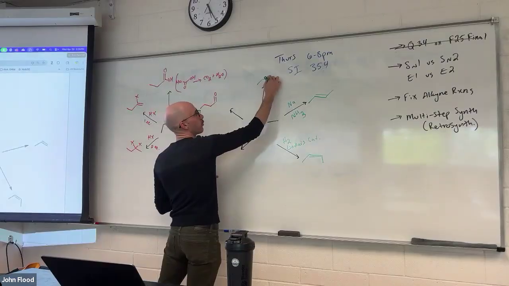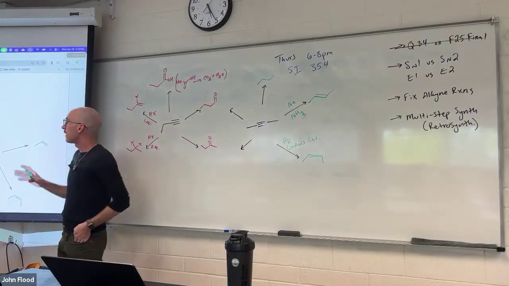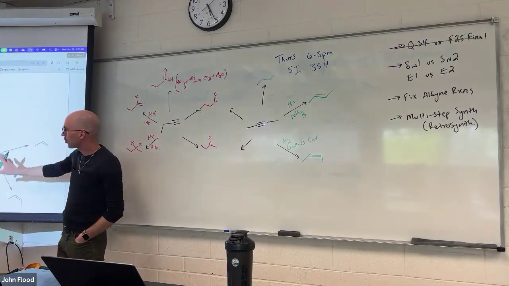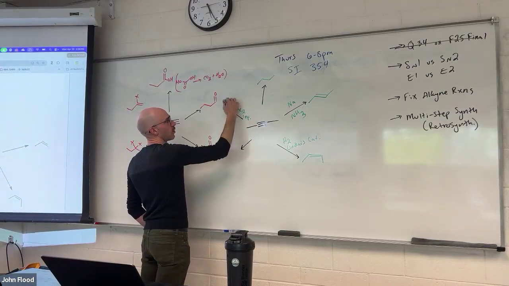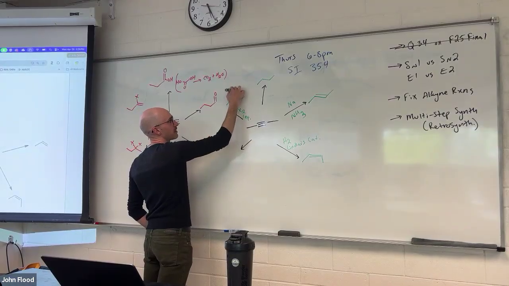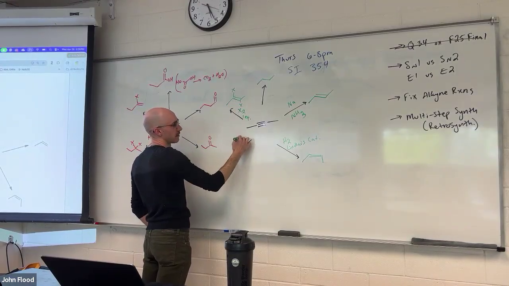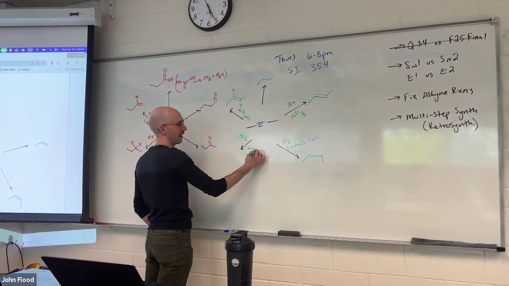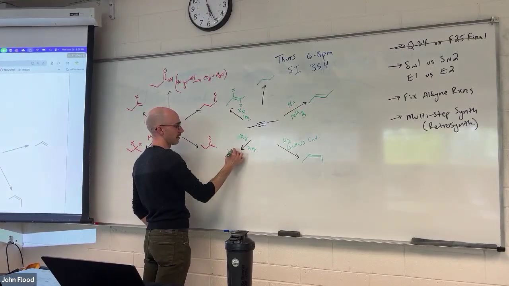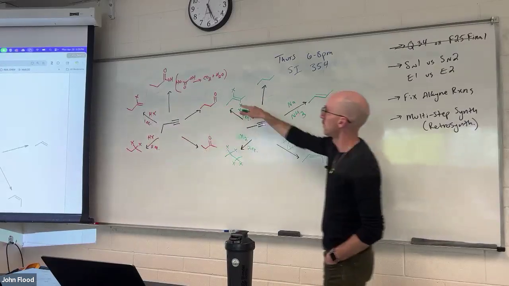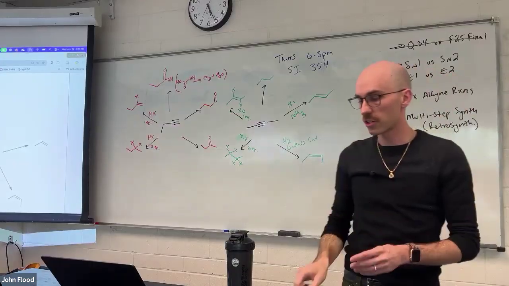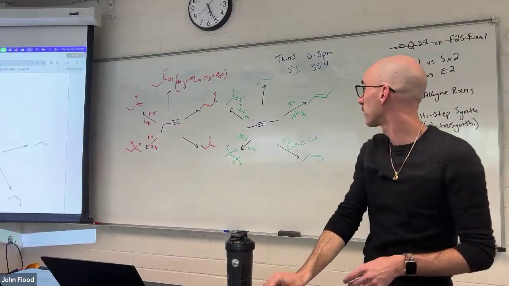We showed the full reduction. Then what's on the left-hand side should have been X2 addition, which is not regio-specific, but it is stereo-specific. It is an anti-addition mechanism. So when we do just one equivalence, we get anti-addition of the halogens, we get a trans alkene.